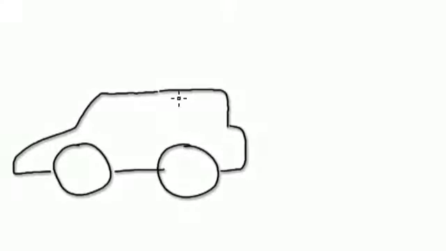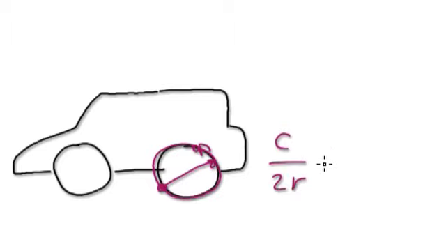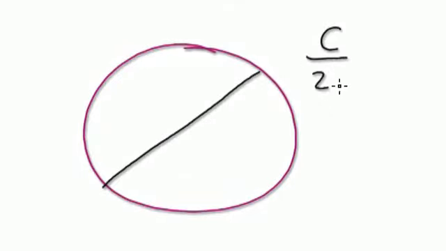Basically, for any circle, if you get the circumference, C, and then you divide it by this distance here, which is 2r, you should get roughly pi. So for any circle, if you get the circumference, which is C, and divide it by 2r, you should get pi.